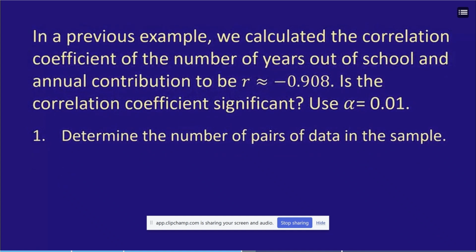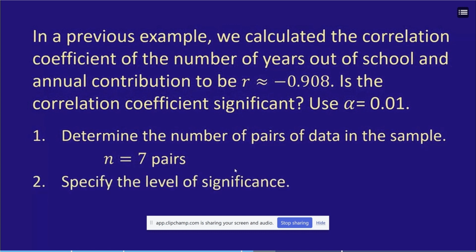In a previous example, we calculated the correlation coefficient of the number of years out of school and annual contribution to be r approximately equal to negative 0.908. Is the correlation coefficient significant? Use alpha equal 0.01. Number of pairs of data in the sample: this is usually pretty straightforward. In this case, there were n equals 7 pairs of data.